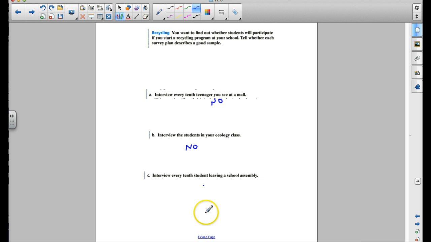And the last one says interview every 10th student leaving a school assembly. And I say, yes, this probably would be a better example. And the reason I say that is because with every 10th one you're getting a random sample. Every 10th is random. And doing your school assembly means you're getting the students at the school. So that's probably a better sample.